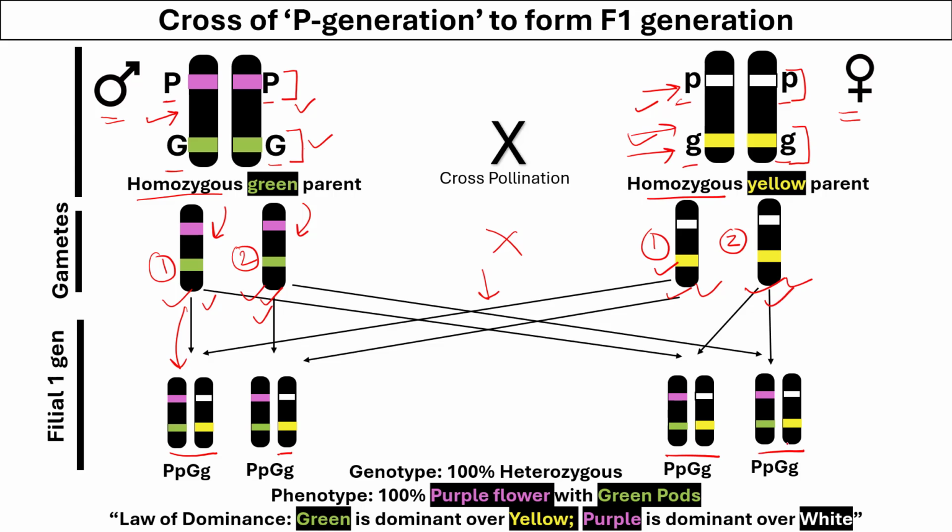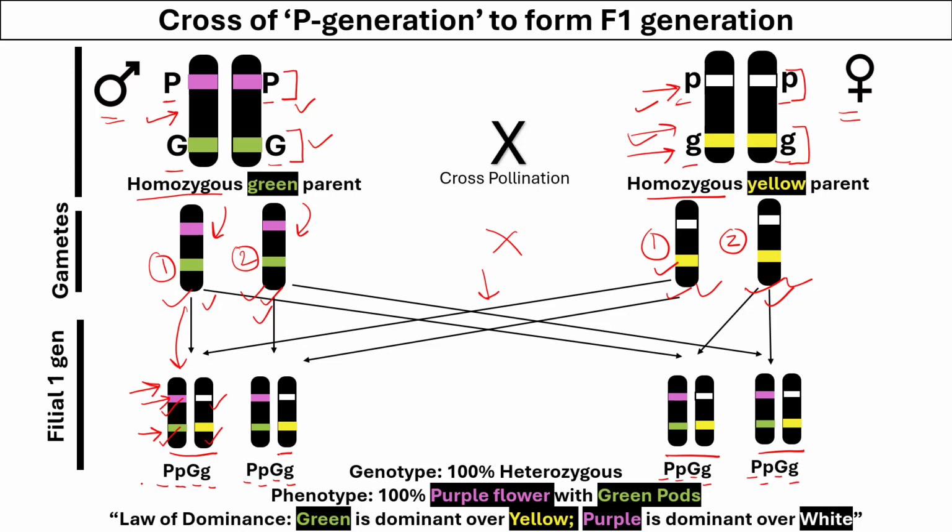Now let's look at the end result. In the end result, you have a pair of chromosomes that have the pod color gene and the flower color gene. You have an option of green or yellow, and you have an option of purple and white. So you have the option for purple or white and green and yellow, in each of the four offspring.